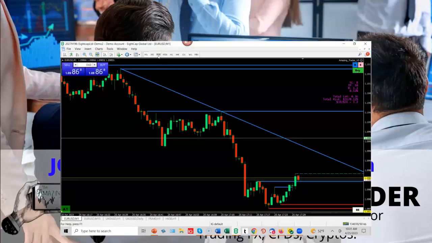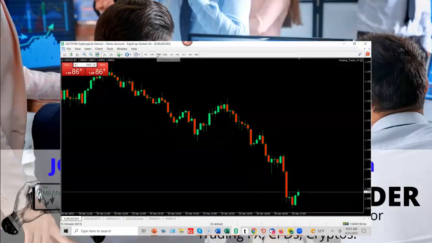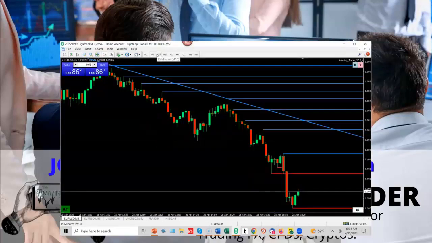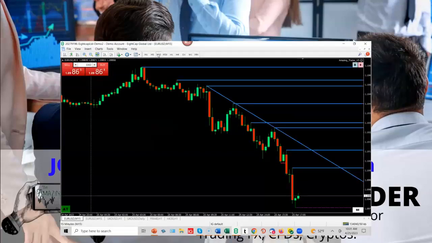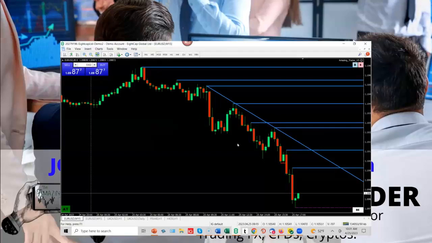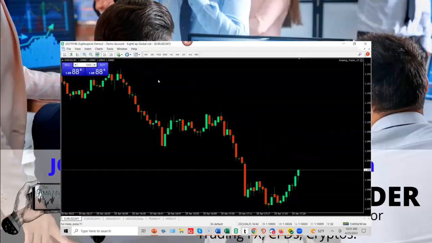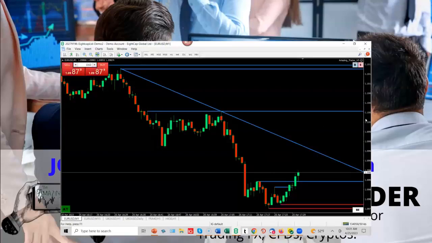So let's just look elsewhere. 5 minute chart, nothing yet. 15 minute chart, bearish but 2 green candles. And 1 minute chart.